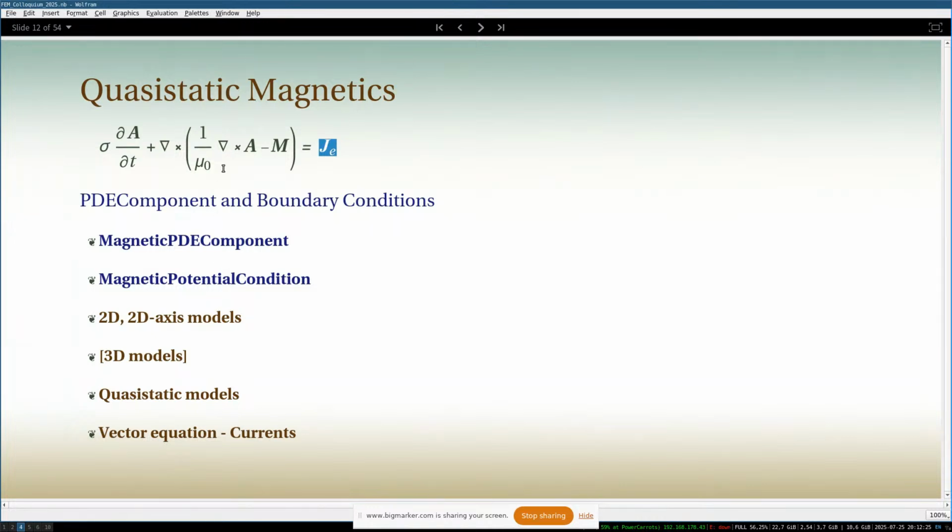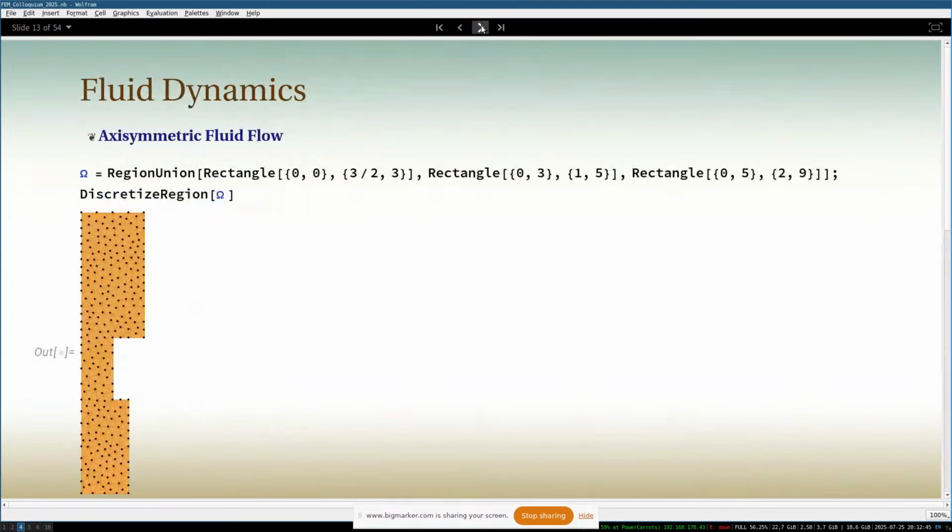So this is a vector-valued equation, for 2D axisymmetric models. You can also do 3D models with this, but in that case, setting up the boundary conditions can become quite complicated. So I've put it in braces here. We're thinking about maybe finding a better approach to this, but you can do it, but you need to think a bit about how to set up the boundary conditions.